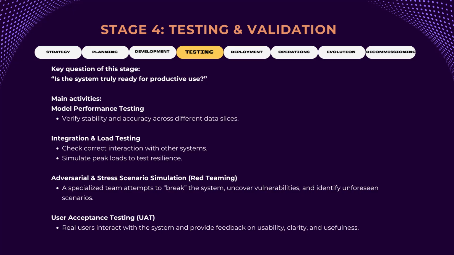So, we already have a trained system that has passed initial checks. But is it ready to face the real world? To answer that, the project enters the testing and validation stage. Its key question: is the system truly ready for production use? Here a broad group of specialists joins in, quality engineers, performance engineers, and, critically, end users and domain experts. Core activities at this stage include comprehensive testing of model performance. We check not only standard metrics like accuracy and recall, but also stability across different data slices.